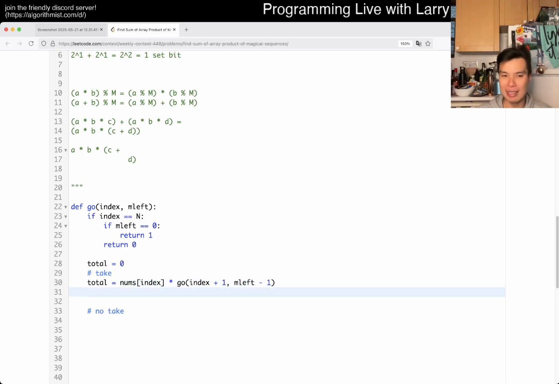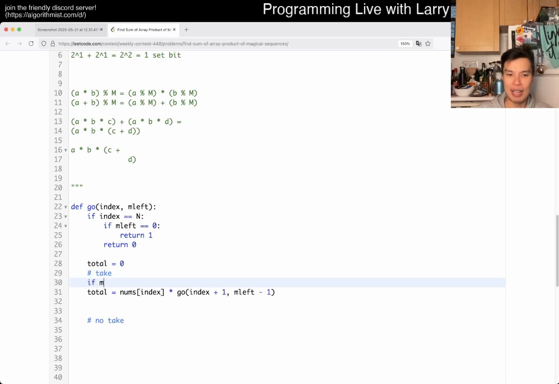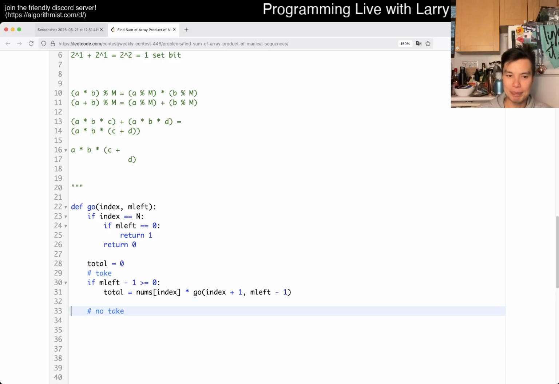And of course you have the mod and etc. But I'm skipping the mod for now, right? So that's basically the idea. And of course you can only take if m left is greater than 0, or maybe m minus 1 is equal, something like that. Either way, right? And then no take is the same idea, right?